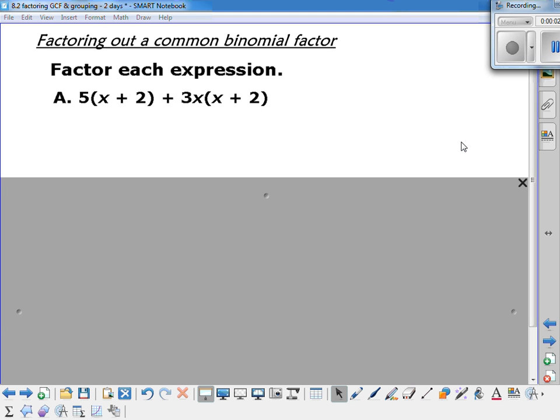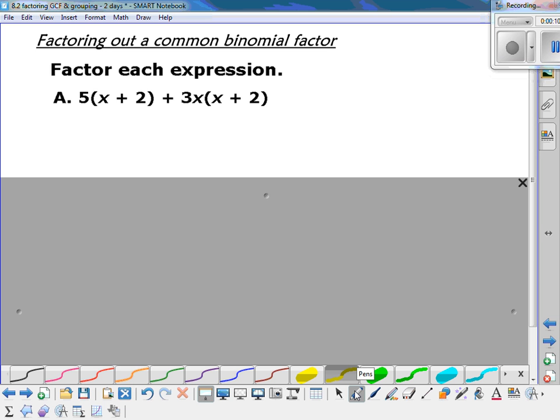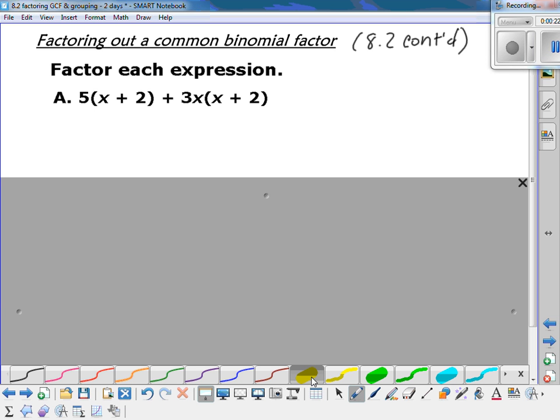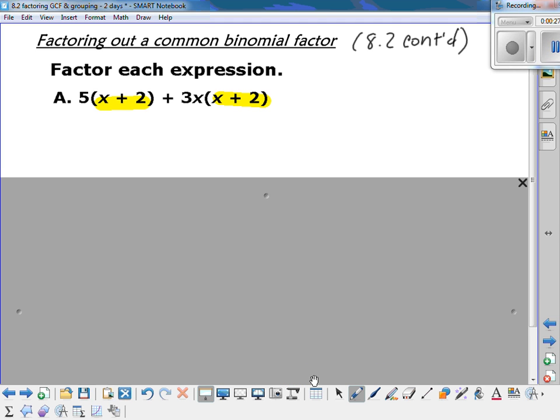All right, so today we're going to be talking about factoring out a common binomial factor. This is just a continuation of 8.2 that we already started on, in case you're wondering. If I look at my expression, I've got 5 times x plus 2 plus 3x times x plus 2. So there's an x plus 2 on both of them, right? So I can factor out that x plus 2, and then what's left over is my 5 plus 3x, and that goes in another set of parentheses.